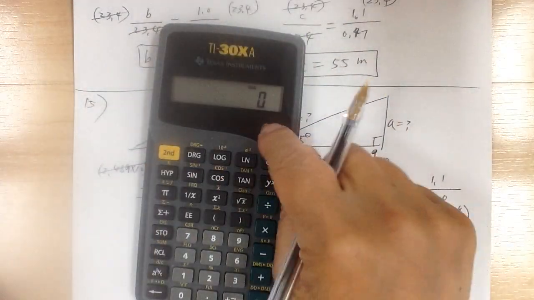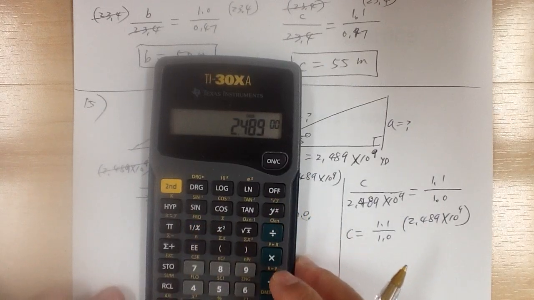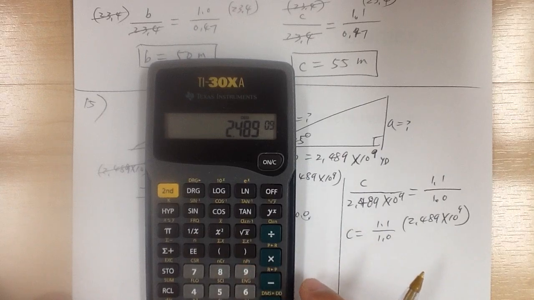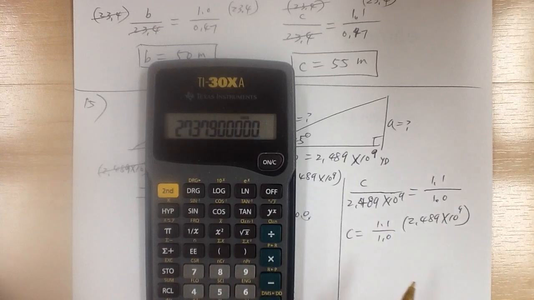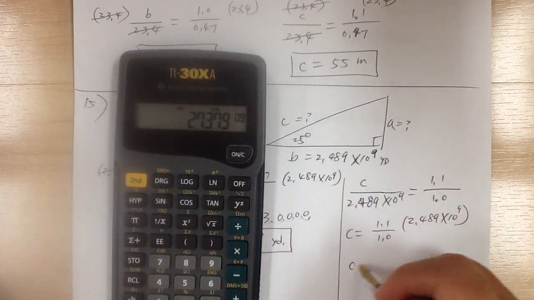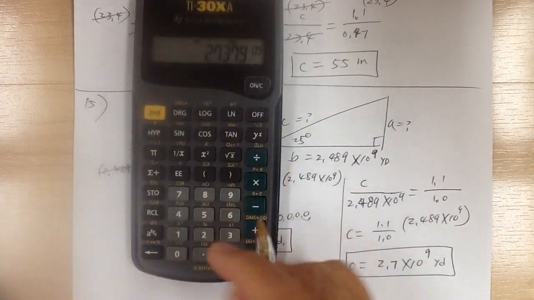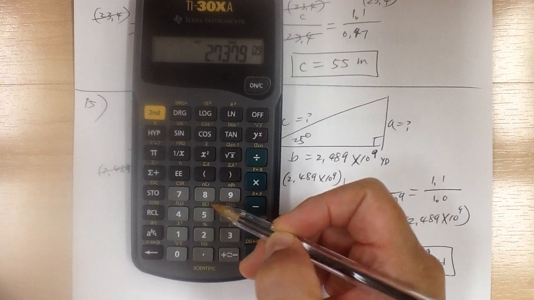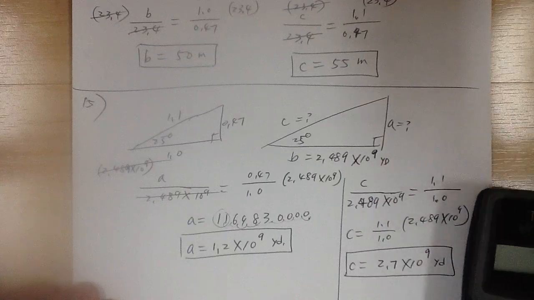Again, 2.489 EE 9. I just want the scientific notation button over here. Times it by 1.1, equal, and I'm just going to go second 5. There we go. So C equals 2.7 times 10 to the 9 yards. This one has a scientific notation button over here, so you can just use that to convert, or you can do it manually. Either way, whatever is easiest for you.